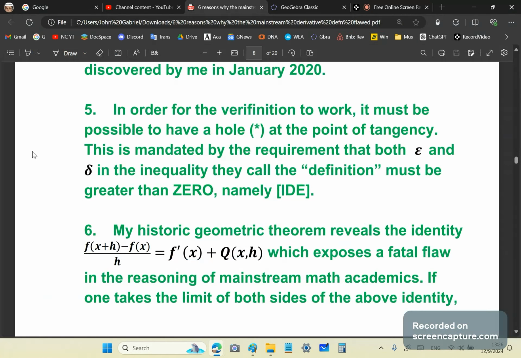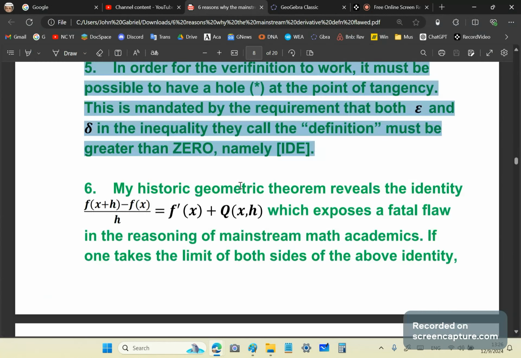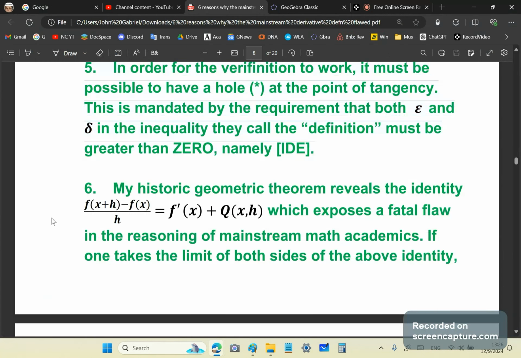Let's look at reason number 5 today. So what does number 5 say? It says in order for the very definition to work, it must be possible to have a hole at the point of tangency. Okay. And this is mandated by the requirement that both epsilon and delta in the inequality, they call the definition, must be greater than 0. Okay. Namely, in this identity.